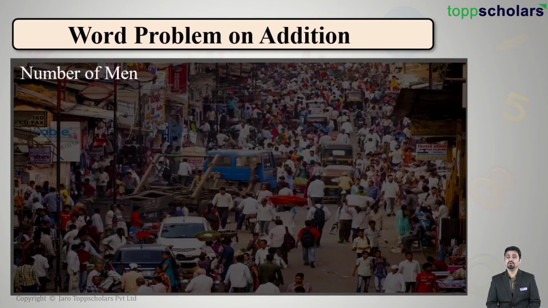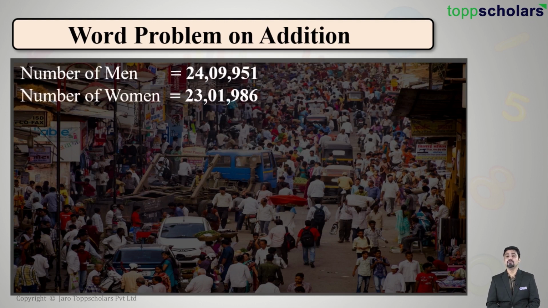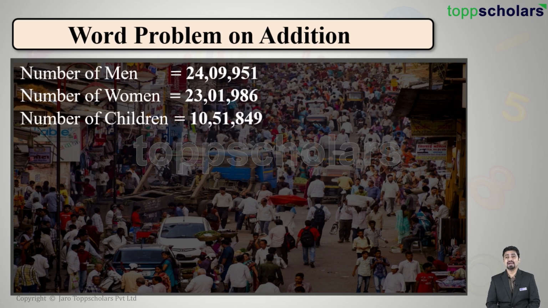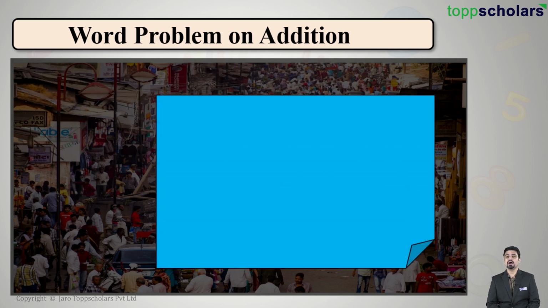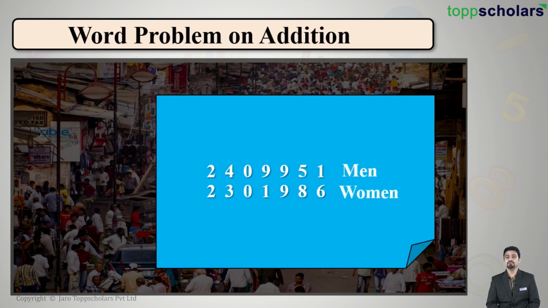So, the number of men were 24,09,951. Number of women were 23,01,986. And number of children were 10,51,849. Let us add them to find the total population. So we arrange the numbers one below the other to find their total. Let's start from the ones place.